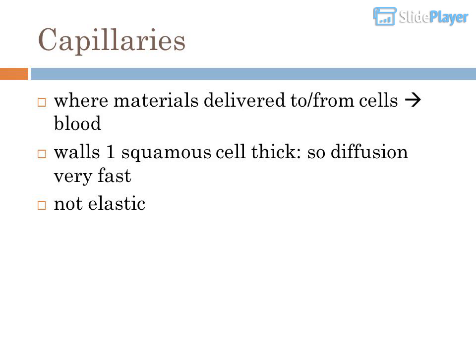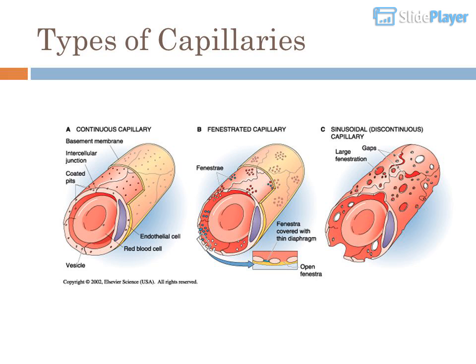Capillaries, where materials are delivered to and from cells by blood. Walls are one squamous cell thick, so diffusion is very fast. Not elastic. Types of capillaries.